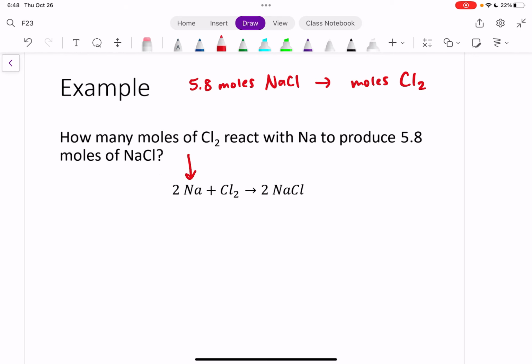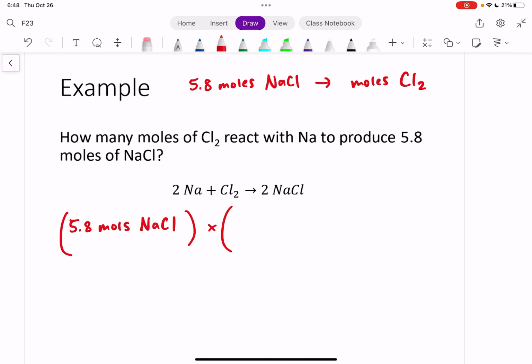We've got 2 atoms of Na and 2 atoms of chlorine, and then at the end we have 2 Nas and 2 Cls. So it is balanced, so that's great. As always, we're going to start with what we're given. Anytime we're converting, we start with what we're given, which is 5.8 moles of NaCl. That's what I start with.